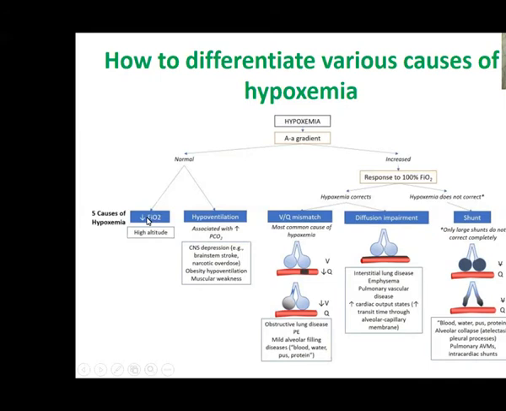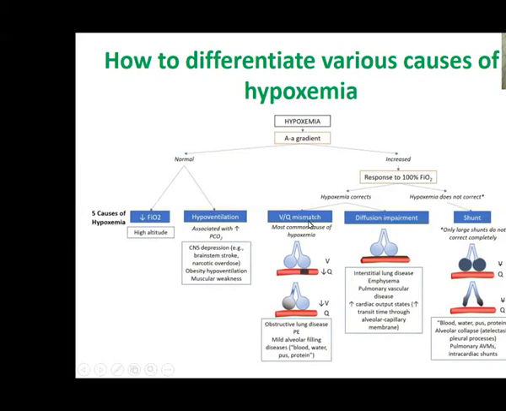If the AA gradient is normal but carbon dioxide is elevated, then these are the causes which you should keep in mind: CNS depression, narcotics, obesity, muscular weakness, all these causes. Now the problem is here, when we have an increased AA gradient, then three causes should be considered: VQ mismatch, diffusion impairment, and shunt.